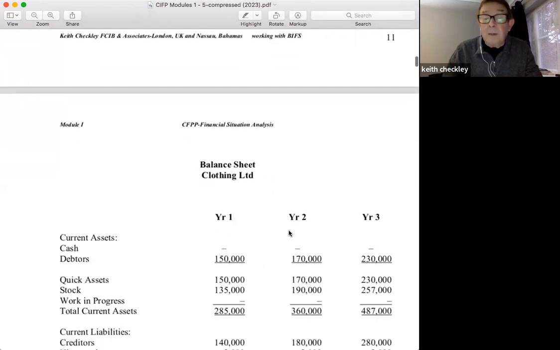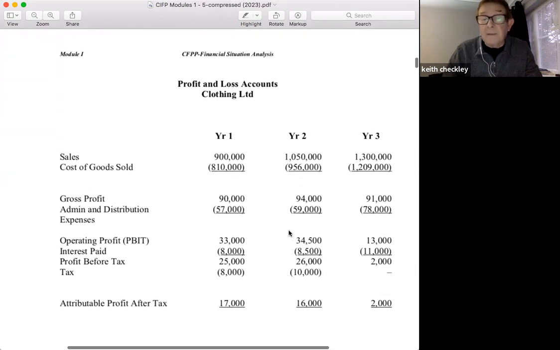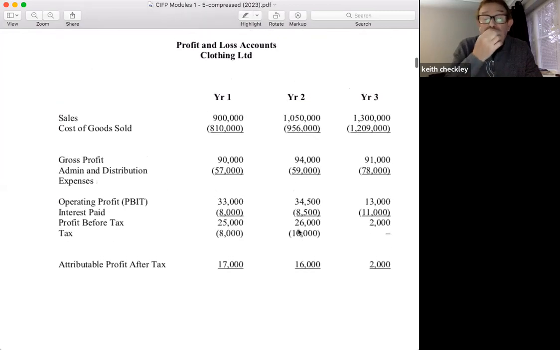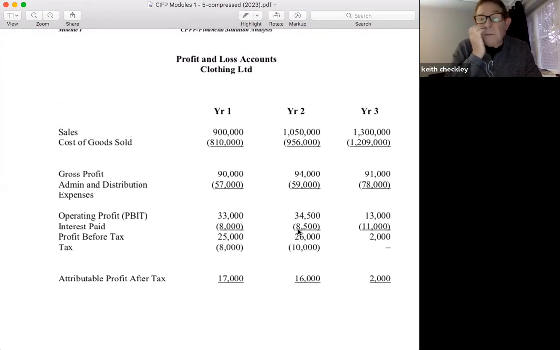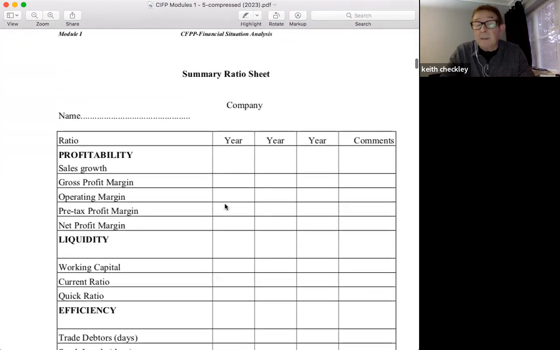So just for the moment, we're going to look at the income statement. There it is. It's called the profit and loss accounts. We've only got about 10 minutes to go, but we'll make a start on looking at how we'd calculate these income ratios based on this particular case study. If we take year one to begin with, here's your ratio calculation sheet.